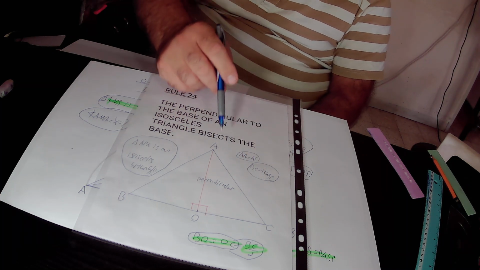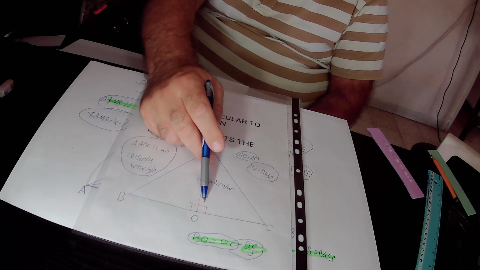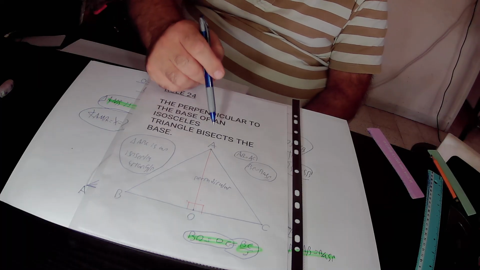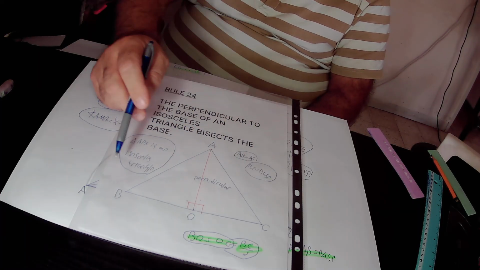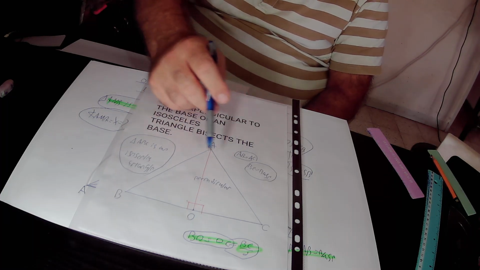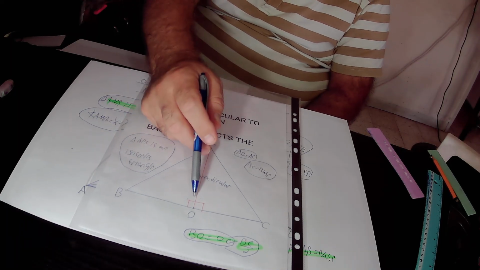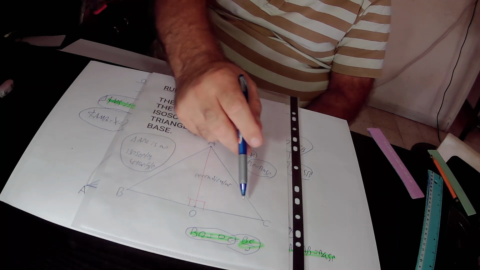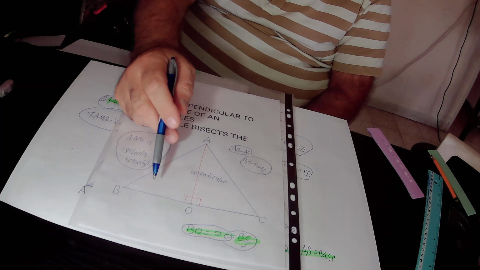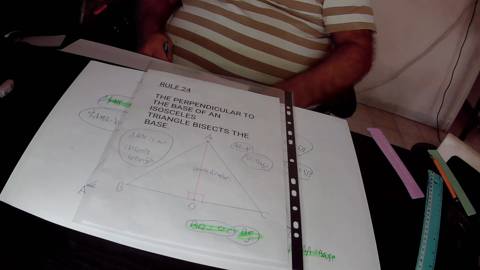First of all, it is a perpendicular, therefore this angle equals 90 degrees, and this angle also equals 90 degrees according to our construction. And according to rule 24, the perpendicular AO to the base BC bisects the base BC. That is to say, it divides the base BC into two halves. Each half equals BC over 2. So the first half, BO, is BC over 2, the second half, OC, is also BC over 2. And of course, the first half, BO, equals the second half, OC. So we can implement rule 24 in our drawing.